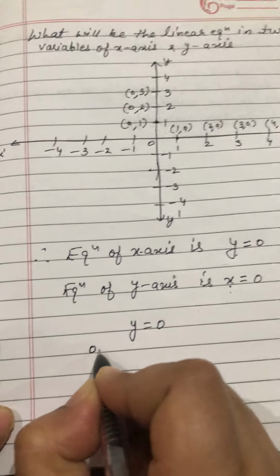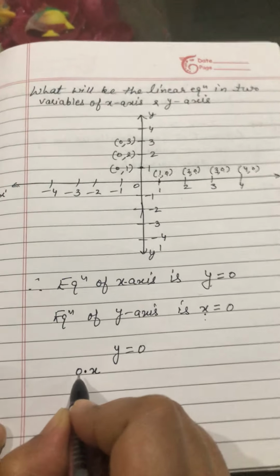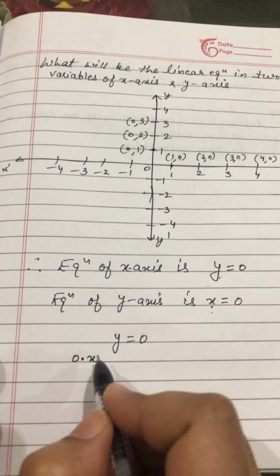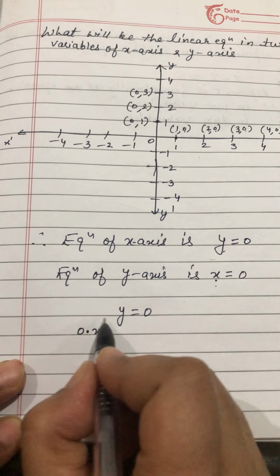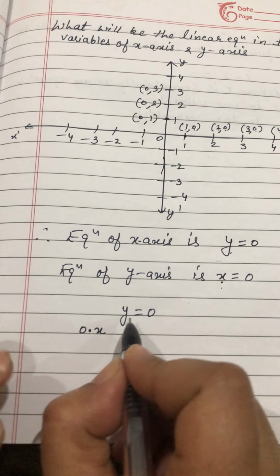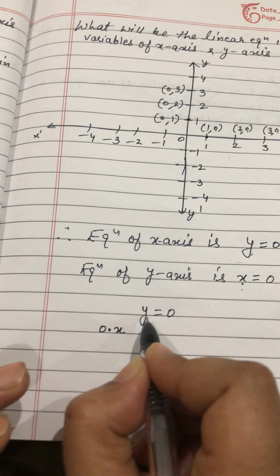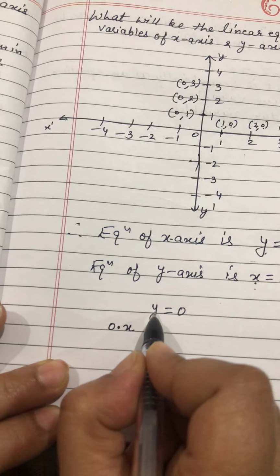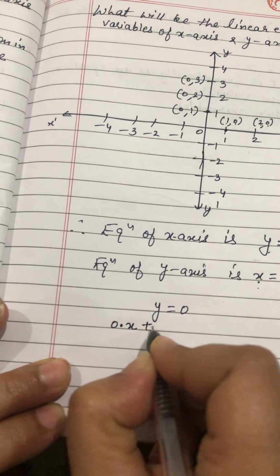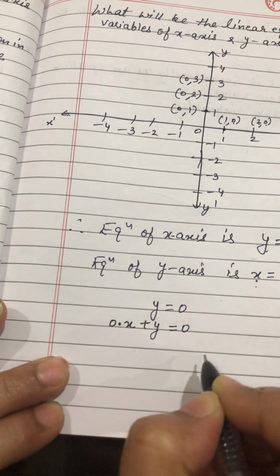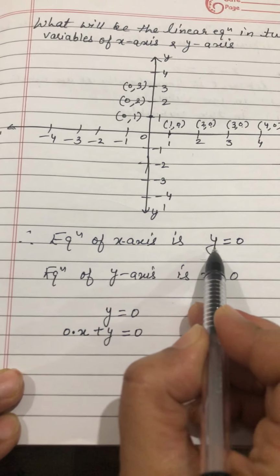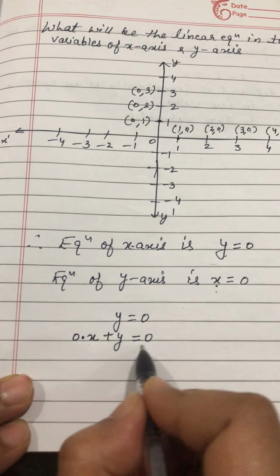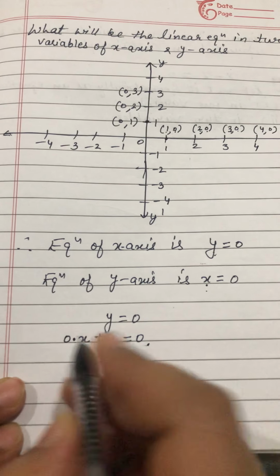So if we take 0 into x, because 0x is 0, it doesn't make any change in the equation, but we can represent this linear equation in one variable as a linear equation in two variables. So 0 into x plus y is equal to 0. Now this linear equation in one variable is changed into a linear equation in two variables.